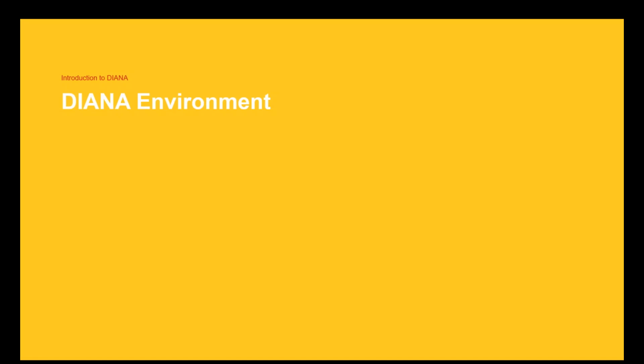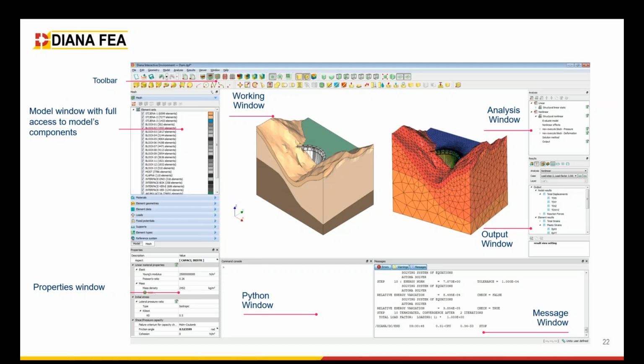Let's now take a look at the Diana environment. I would say that the environment looks and feels very natural. It's a Windows-based program. On top, you find a toolbar with some shortcuts to the main functions, so you can really customize it based on your wishes. Then we have multiple windows. The position of these windows is really up to you, so you can move them from left to right, from top to bottom. The only one which stays in the center is the working window.